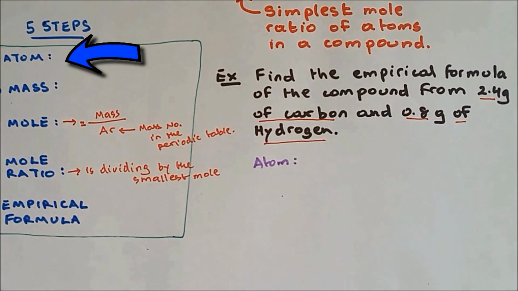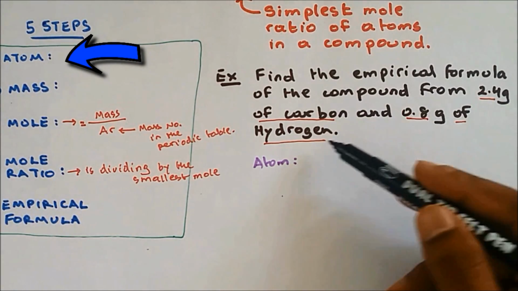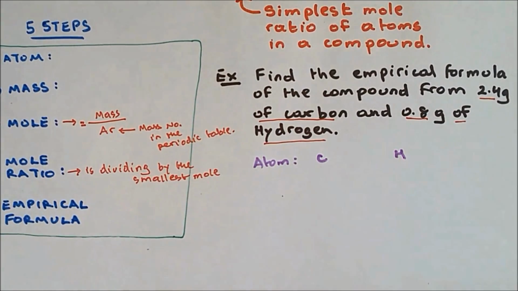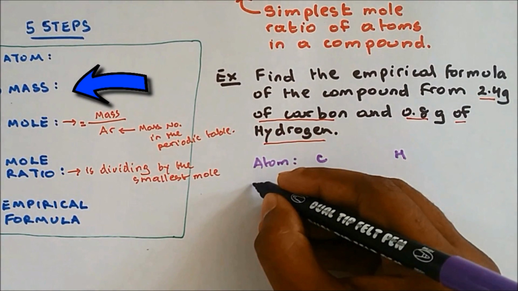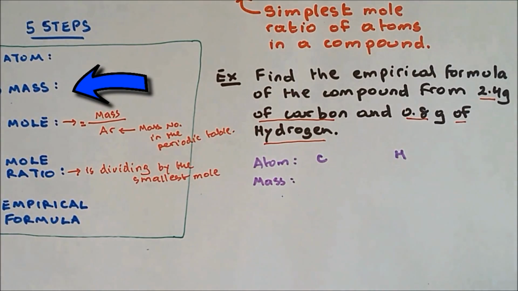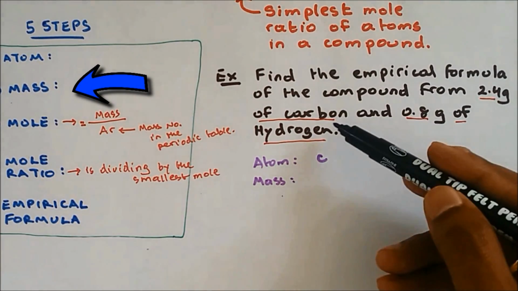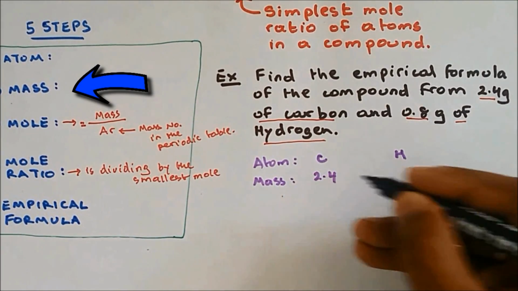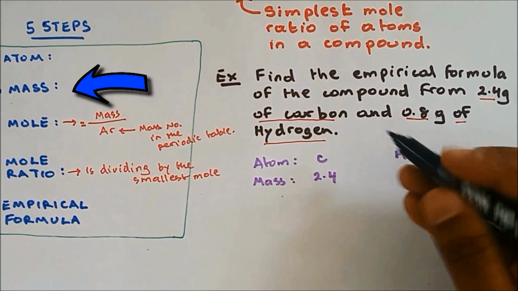And what are the atoms involved? Carbon and hydrogen. So we're going to write carbon and hydrogen. Second thing that we have to do is write the mass. What is the mass of carbon? 2.4. And the mass of hydrogen is 0.8.